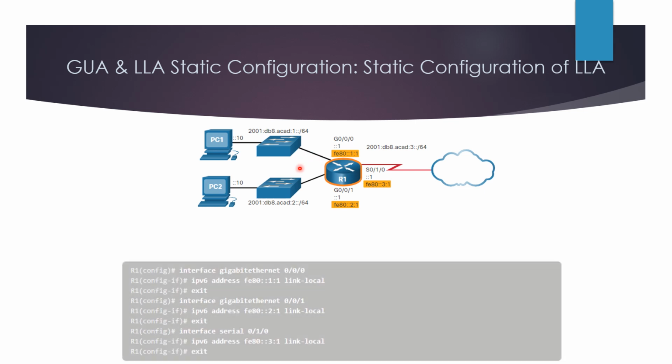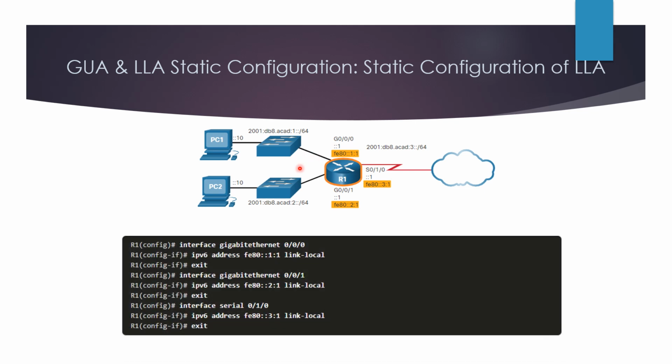An example of the configuration of a link local address on Router 1 is shown here. And you have to remember that every time we want to configure a particular interface, we write the IPv6 address command, and then we write the IPv6 link local address followed by the link-local command. And here it is for each interface of the router.